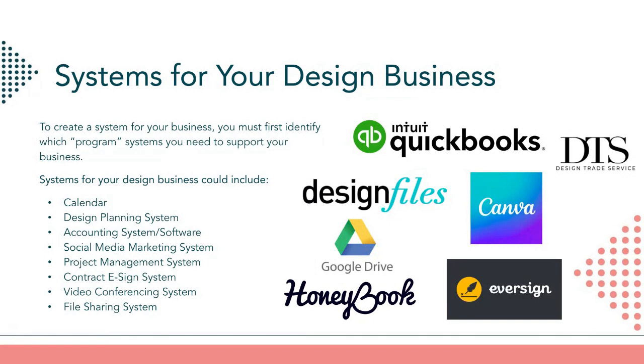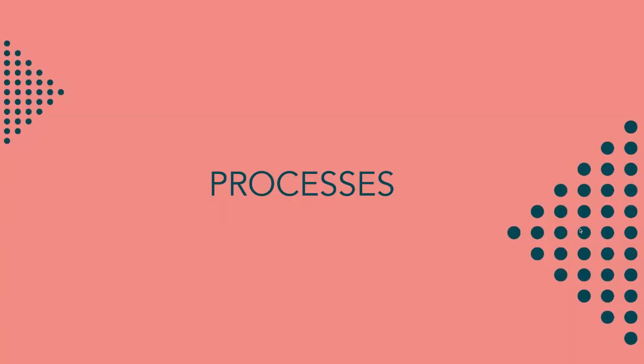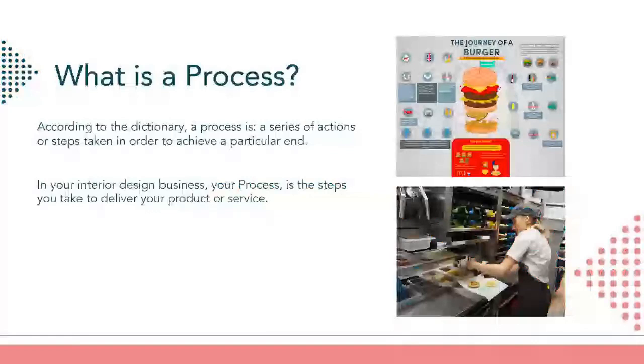And then also a file sharing system, and Google Drive is a great option for that, where you can manage all of your files, all of your photos, all of the things that are going to go into managing your projects. All right, let's talk about process now. So what is a process, right? So we've talked a little bit about our systems, and I gave you the example of McDonald's, right? And how that works and how they've created a system that manages their process.